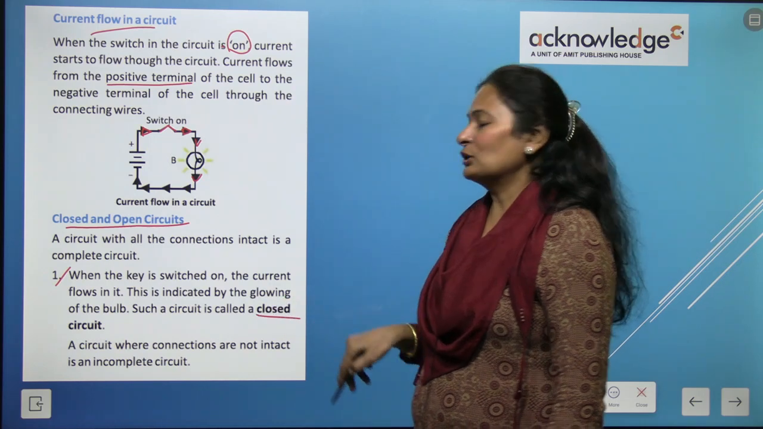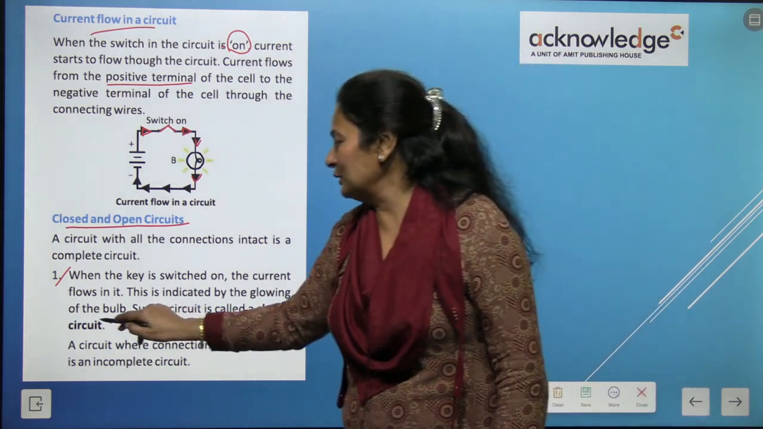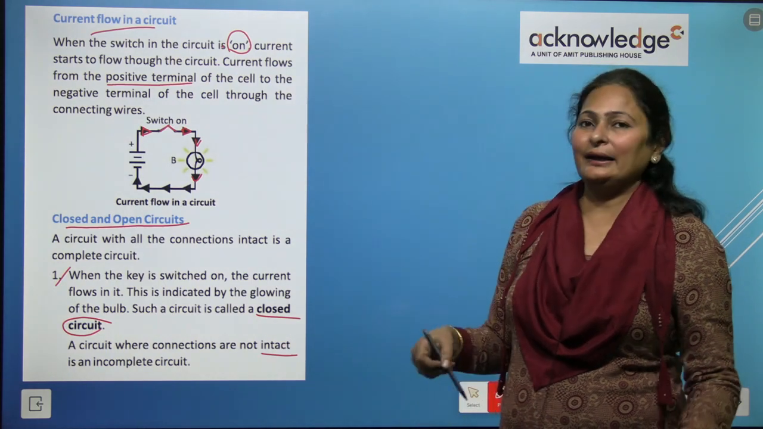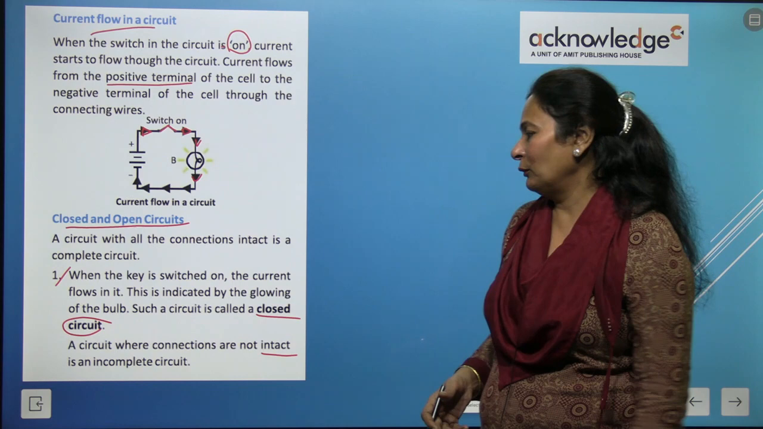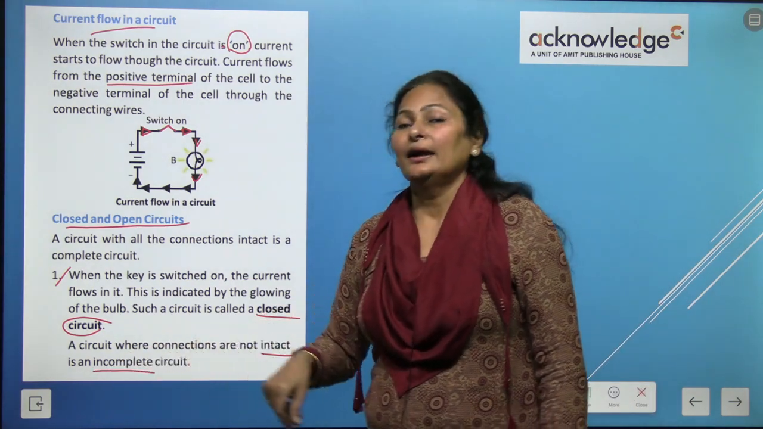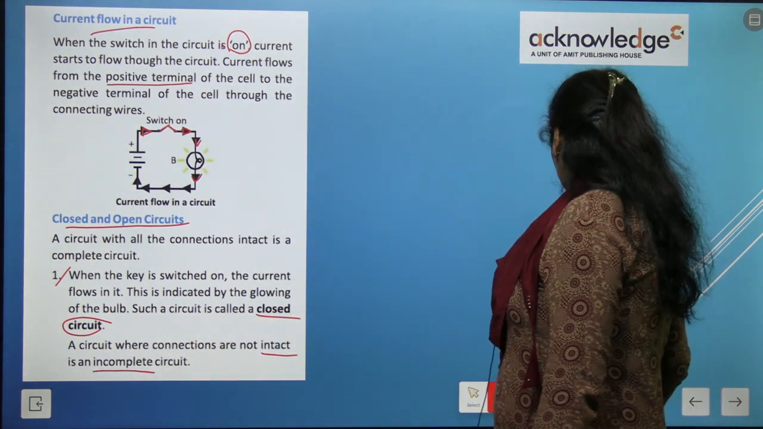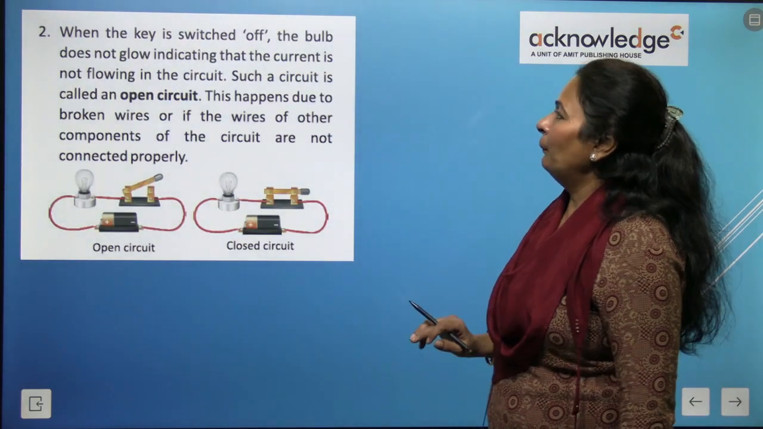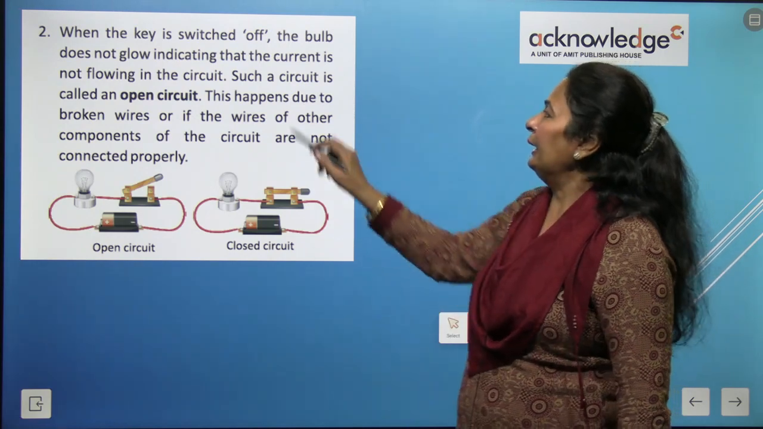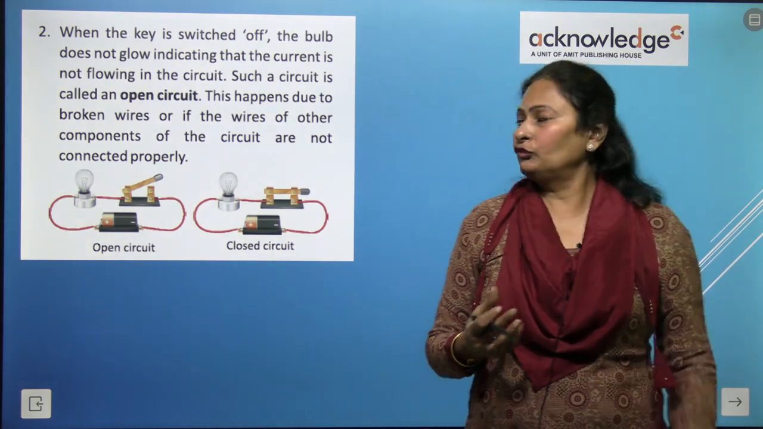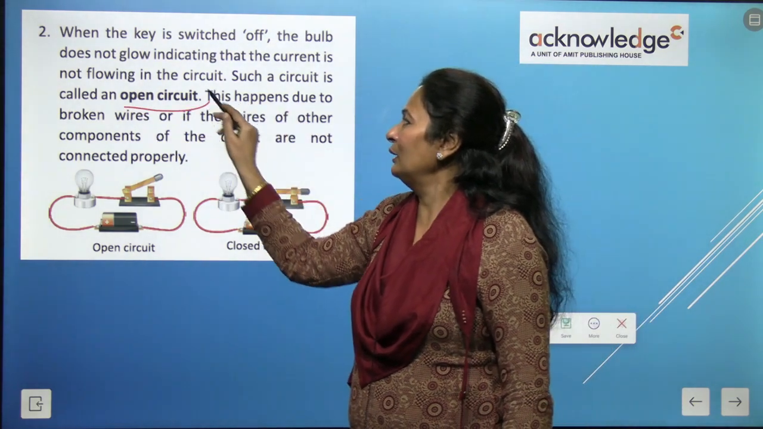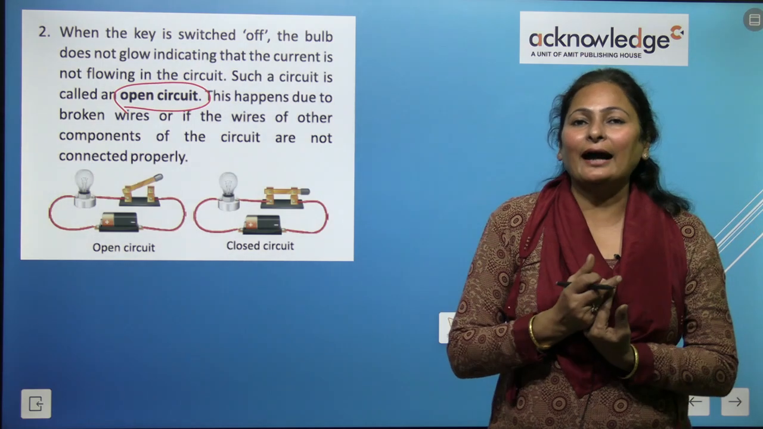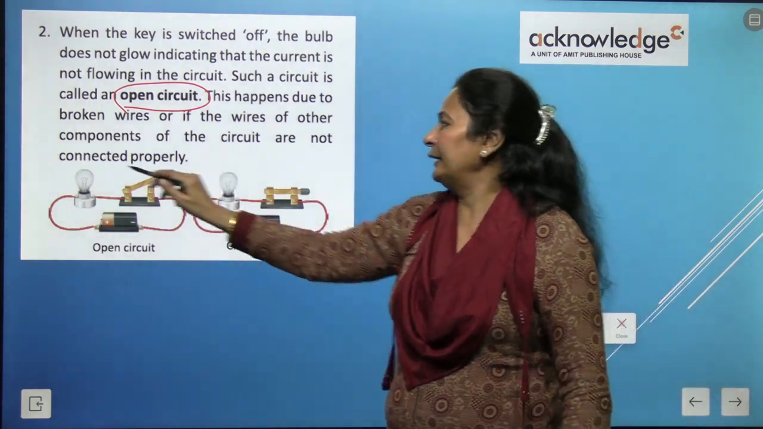Such a circuit is called a closed circuit, and the circuit where connections are not intact, intact meaning not properly attached, is called an incomplete circuit or open circuit. When the key is switched off, the bulb does not glow, indicating that current is not flowing in the circuit. This is called the open circuit, when wires are not joined or connected properly.